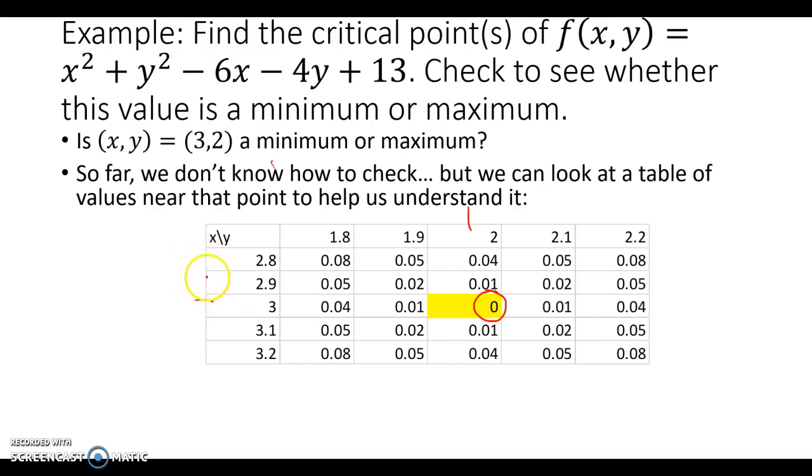So I just chose 0.1 increments, so 3, 2.9, 2.8, and then 3, 3.1, 3.2, because I want to look at it in the neighborhood of my critical point. And then same thing, 1.9, 1.8, 2.1, 2.2. And I want to examine this.